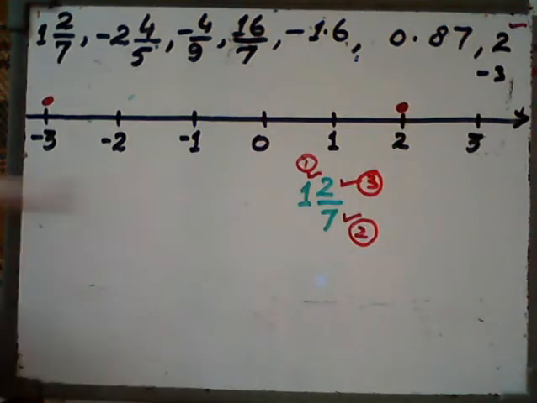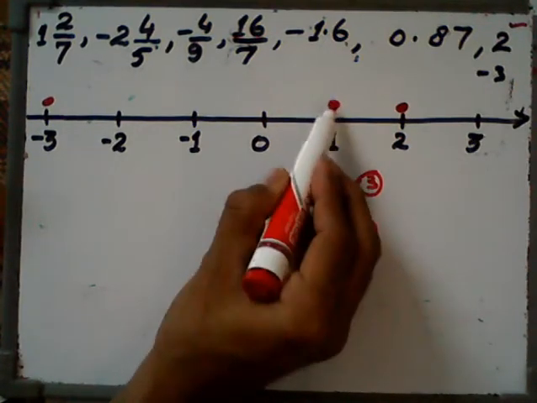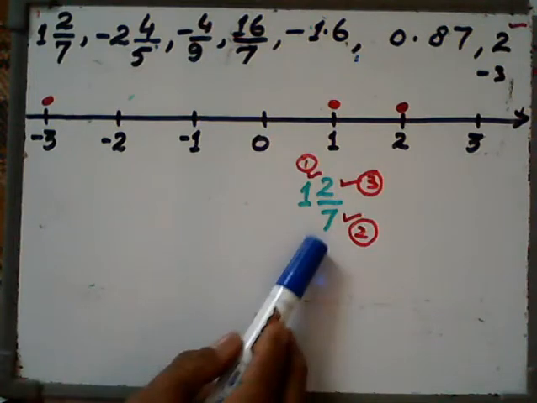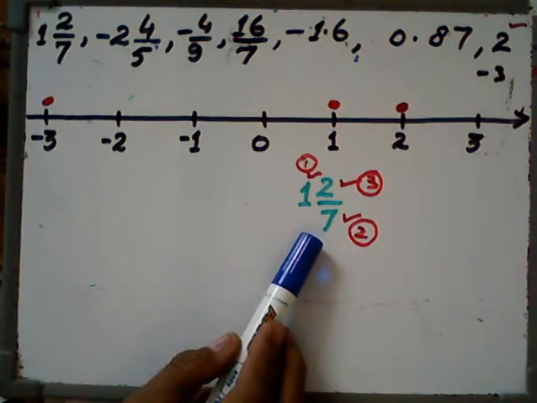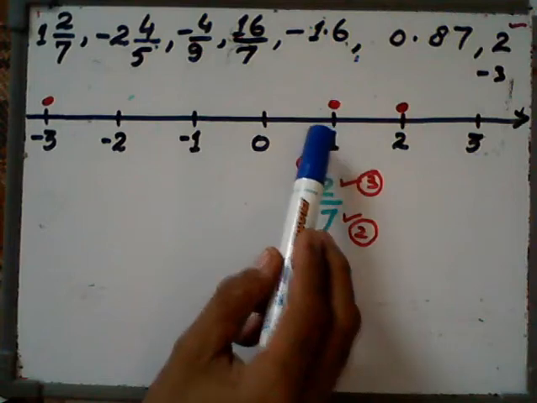The first part of this 1 whole 2 by 7 is 1. This shows where we have to start. So we have to start from 1, and we are pointing to 1's position. Now the denominator shows how many intervals we have to divide, how many intervals from 1 to 2.